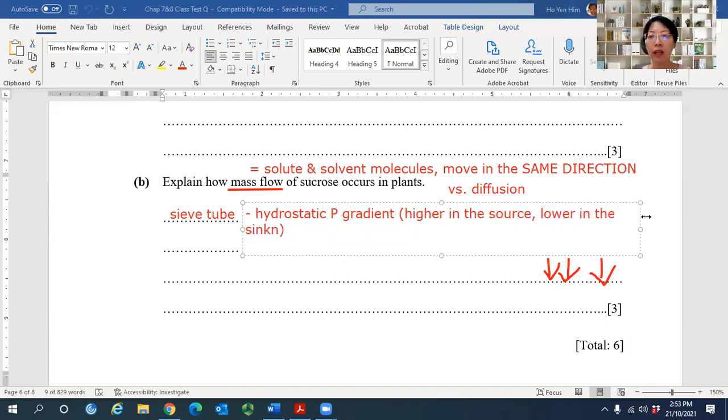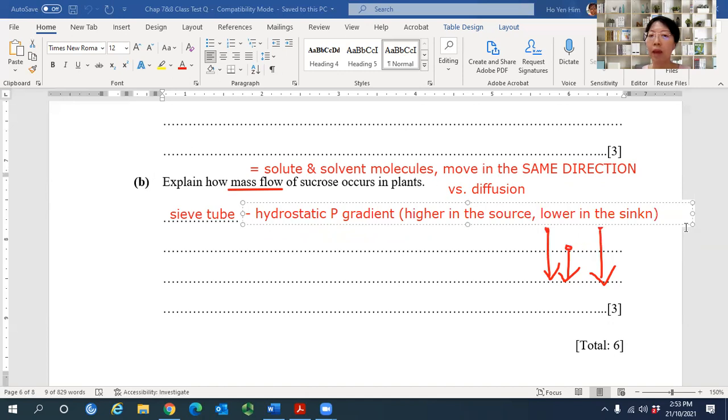The very force that causes mass flow. So this is how you need to answer your question. You cannot start from companion cell H plus being pumped out, because the question didn't ask you about the companion cell. The question asked you about mass flow in the sieve tube. So you have to start from the sieve tube to make sure you score full marks in the exam.